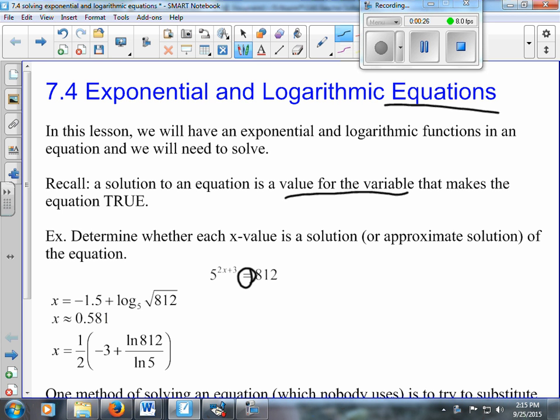So in this example down here, we're going to find a value for x that makes 2 times x plus 3 raised to the 5th power the number 812. That would make that statement true. And I have 3 options here, and we're going to try all 3 of these options. We're going to type this into the calculator to do it.